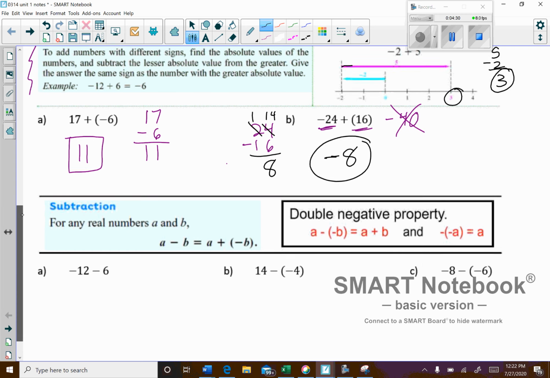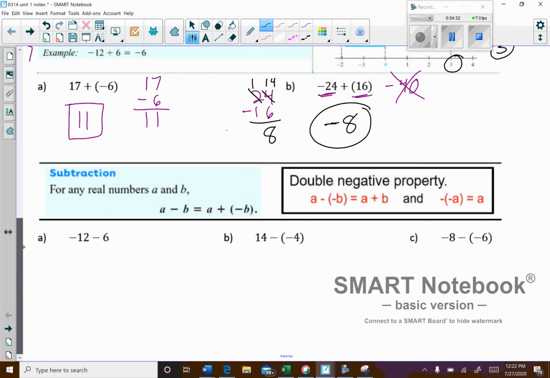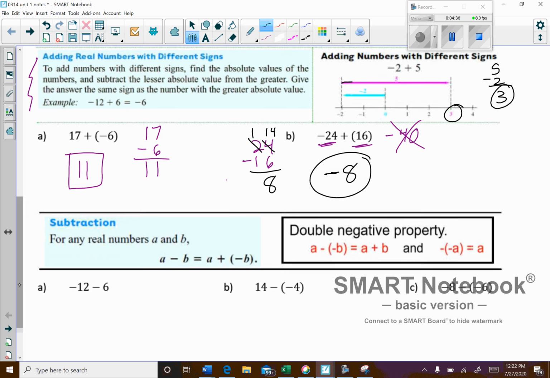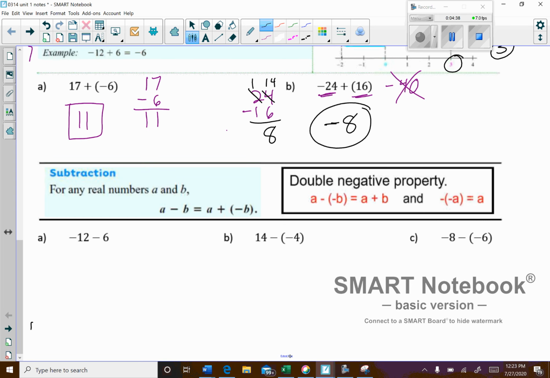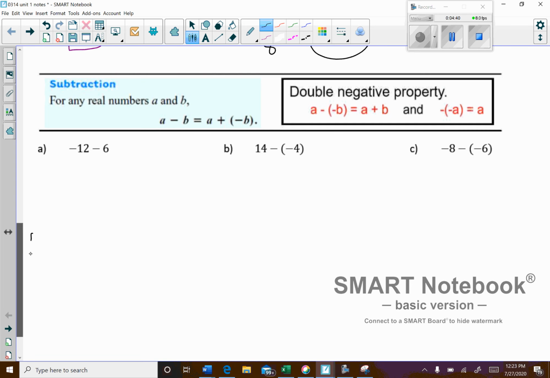Okay, now let's look at subtracting. Real quick, let me get down a little bit further. There we go. Right here it says for any real numbers a and b, a minus b is the same thing as a plus -b.